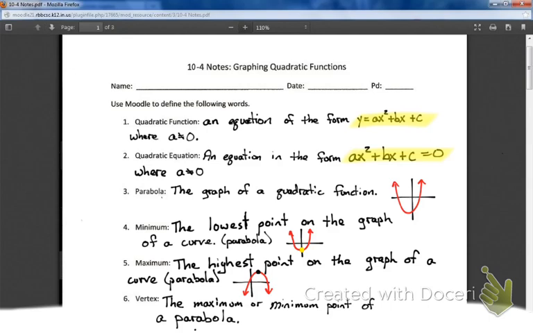The vertex is the maximum or minimum point of a parabola. So in this example up here, the vertex was that minimum point, and in this graph down here, the vertex was that maximum point. So the vertex, you can also think of as the very center of your parabola.